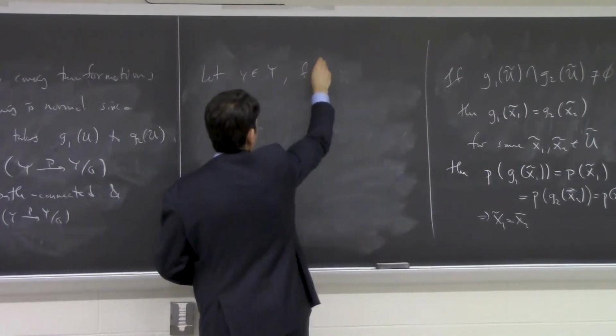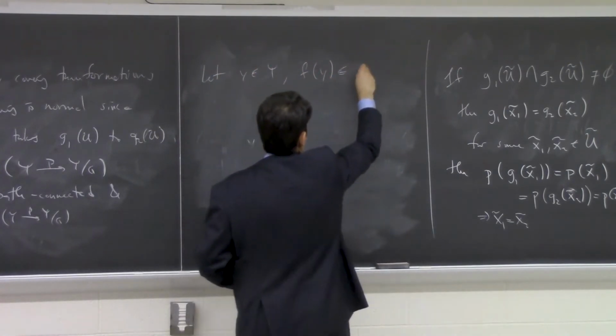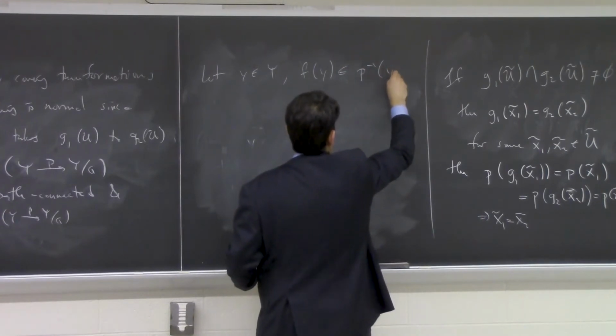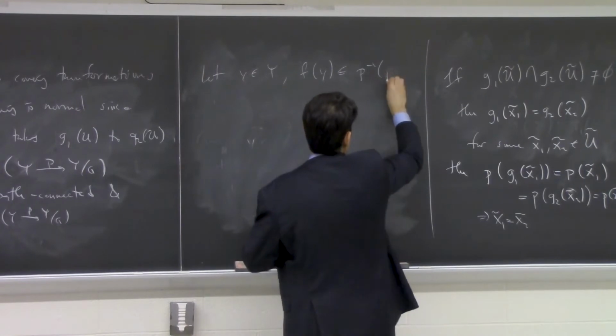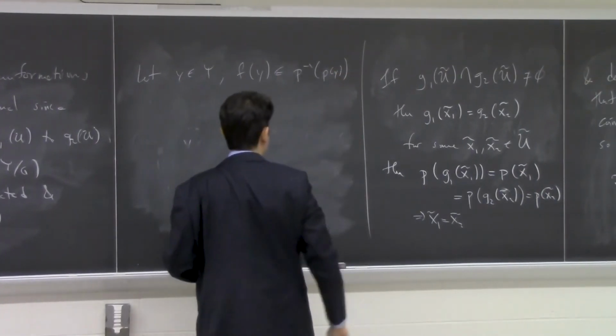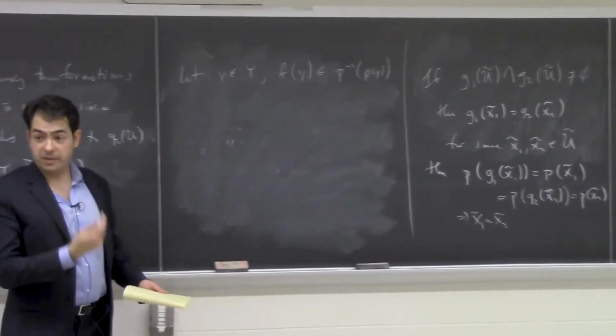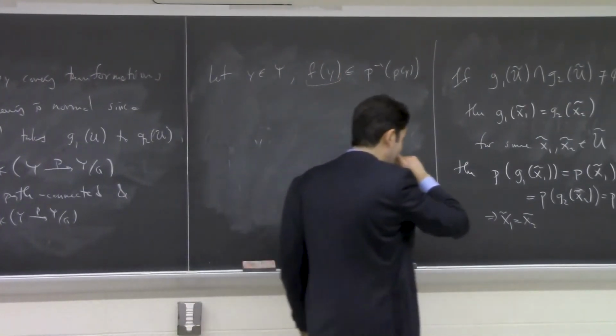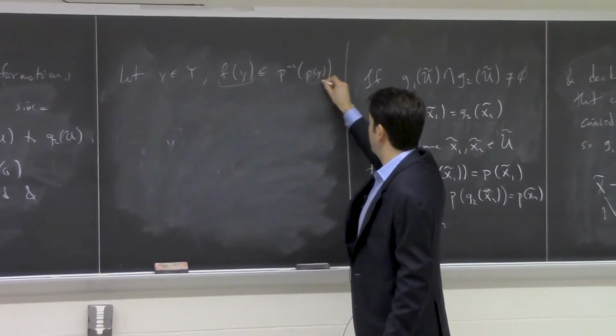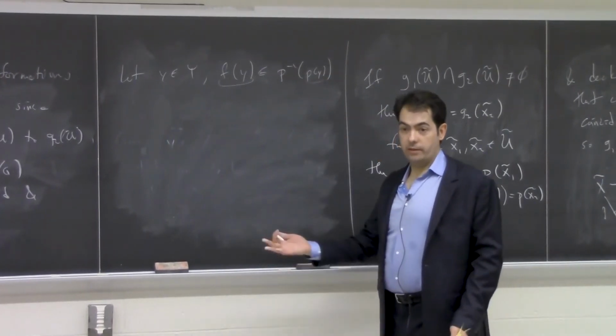Okay, pick a point y. Note that f of y is in the equivalence class. Right, so because you have a deck transformation, you know that wherever it is that f of y lands, it's somewhere in the same fiber as y.